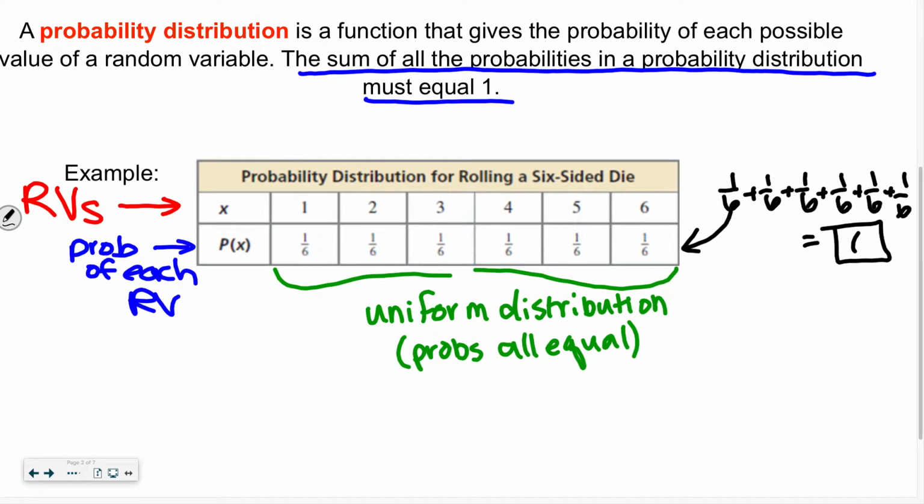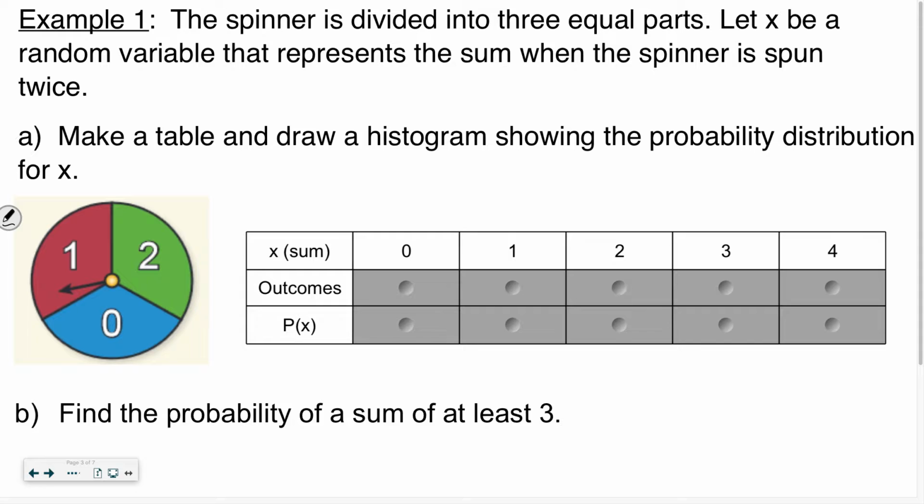Okay, now we're going to do an example for a probability distribution that is not uniform. We're going to spin that spinner that you see on your paper. And do you see that the spinner is divided into 3 equal parts? Okay, we're going to let X be a random variable that represents the sum when the spinner is spun twice. So our random variables are this top column. I'm going to let you do the probabilities here in just a little bit.